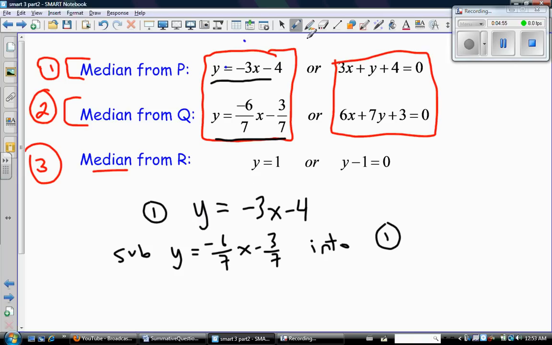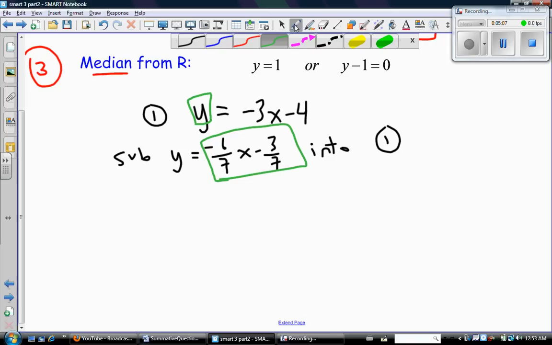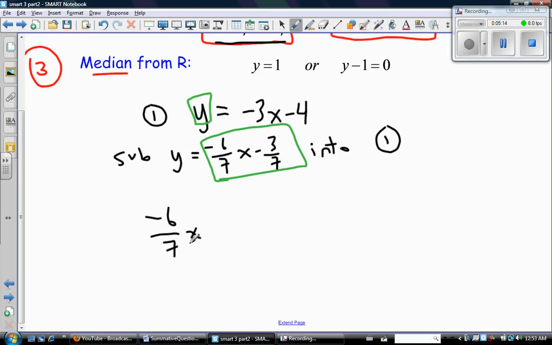So in other words, instead of writing y equals here, I have a value for y here that I can write instead. So that's my substitution. And let's do that math. So instead of y equals negative 3x minus 4, here is what I know y is equal to.